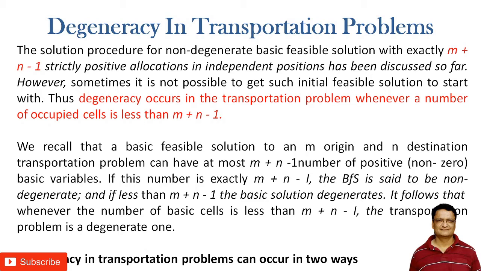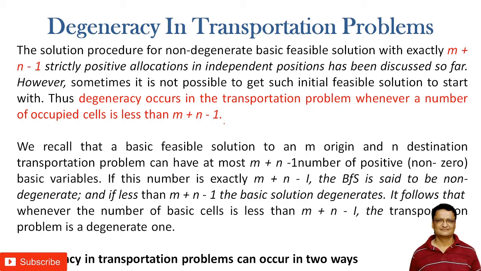A degeneracy occurs in a transportation problem when the number of occupied cells is less than m plus n minus 1. So what is meant by an occupied cell and what is meant by m plus n minus 1, that we will see with the help of one example.